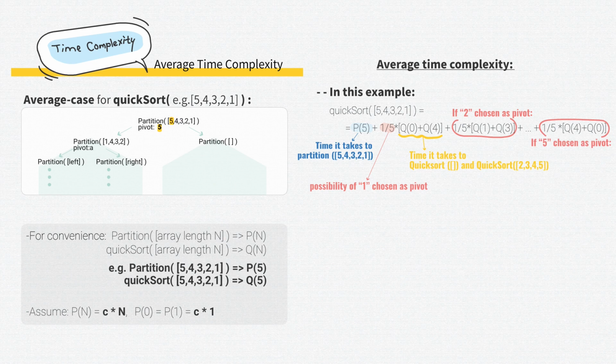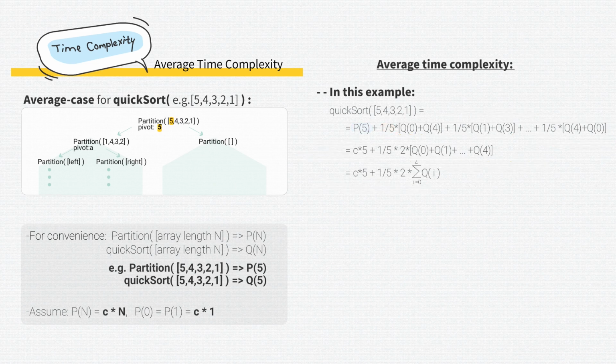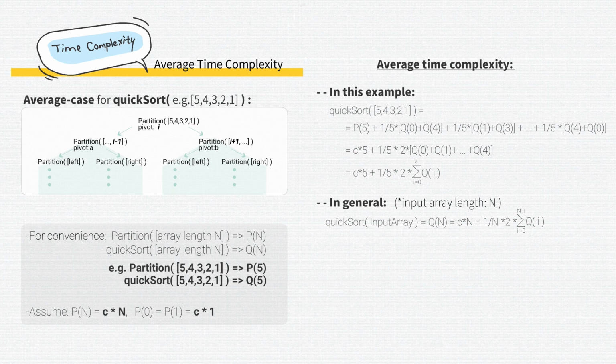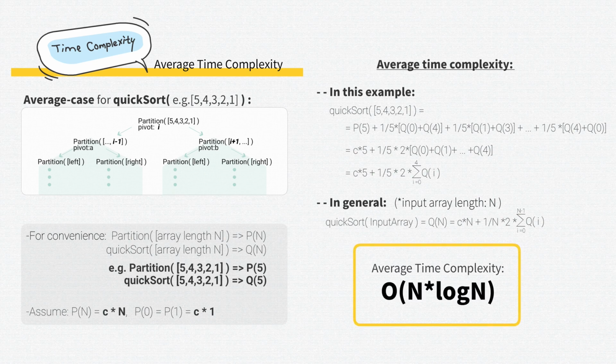Now let's rearrange the terms and it will be like this. So in general, the time it takes to quicksort an array with length n can be written as this. From here, we can use some math. If you're not interested, you can skip this calculation and just remember the average time complexity is n log n. But here's how we calculate it.